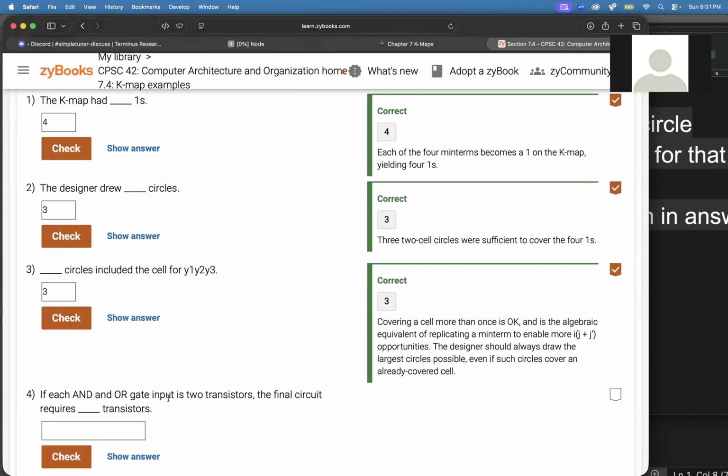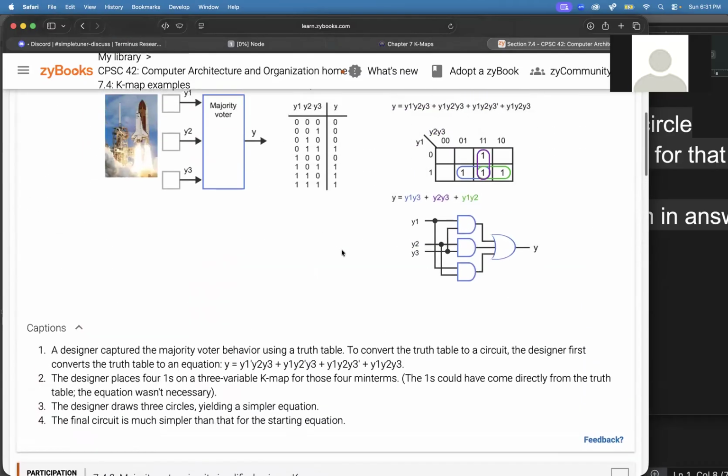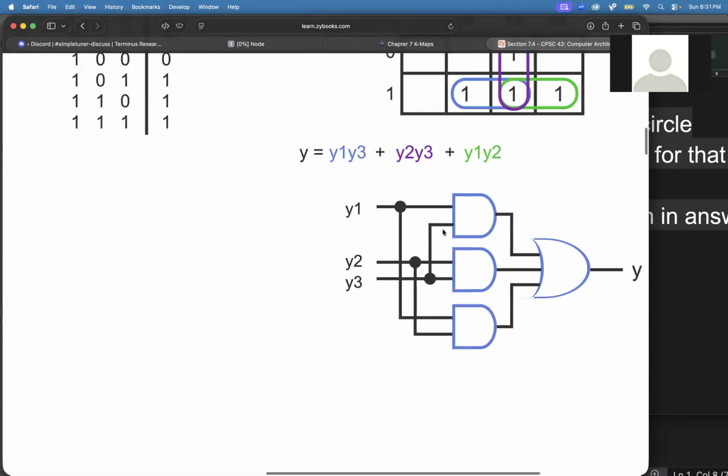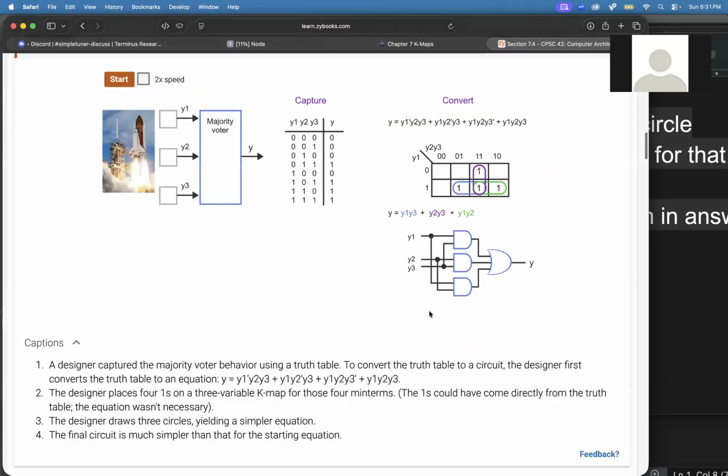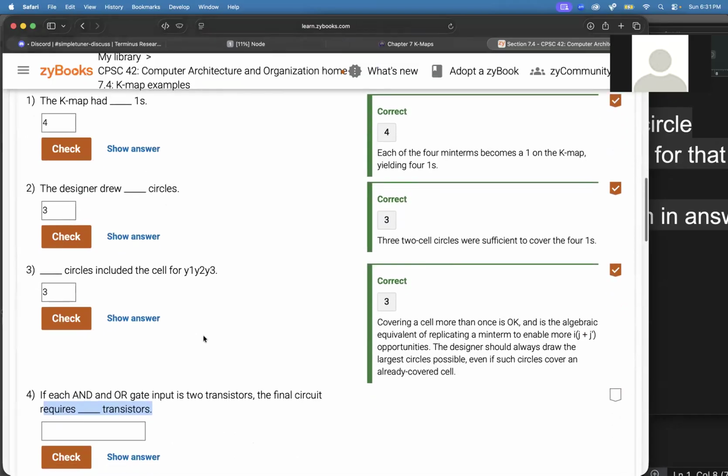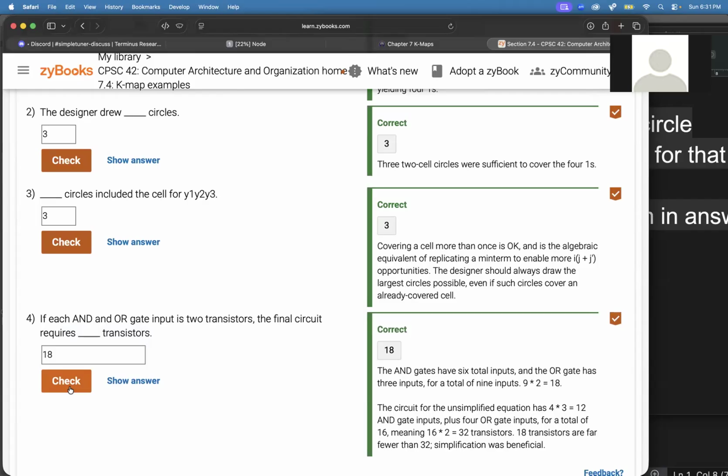If each AND or OR gate input is 2 transistors, the final circuit requires how many transistors? So we count the inputs to the ANDs and the ORs. So we have 1, 2, 3, 4, 5, 6, 7, 8, 9. Right? So 9 inputs to ANDs and ORs. And then we have to do 9 times 2 to get 18. And that's how many transistors.